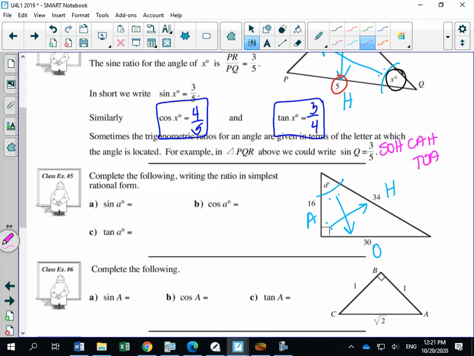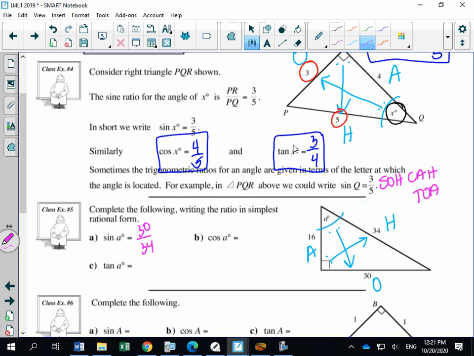Okay, so normally with the last class example, we would have said the sine of angle A is opposite over hypotenuse. I'd look over here, and opposite is 30 over 34. But here's what we have to do. In the previous example, these answers do not reduce. If your answer reduces, you must reduce it.